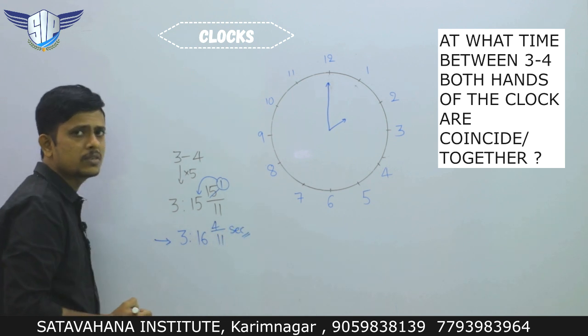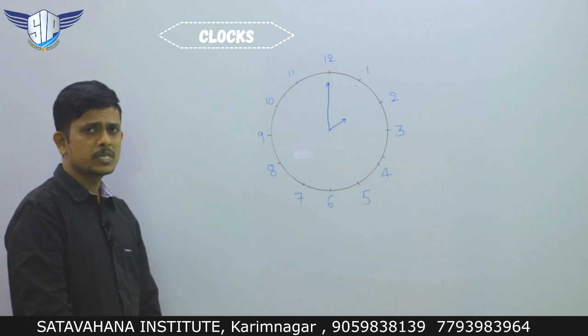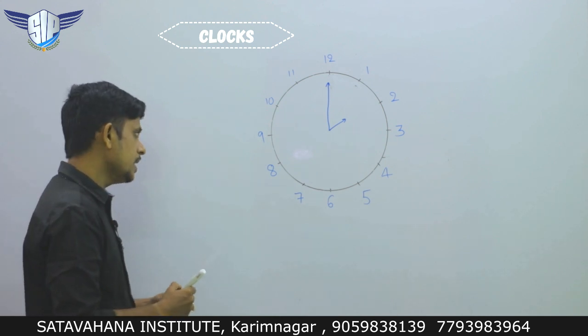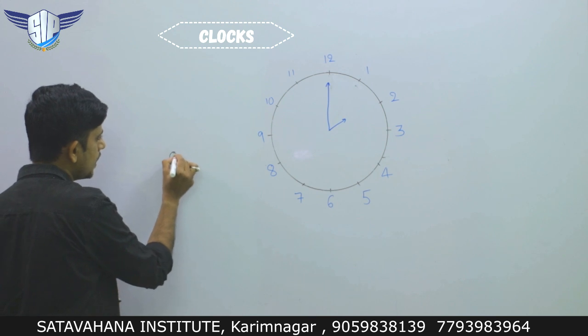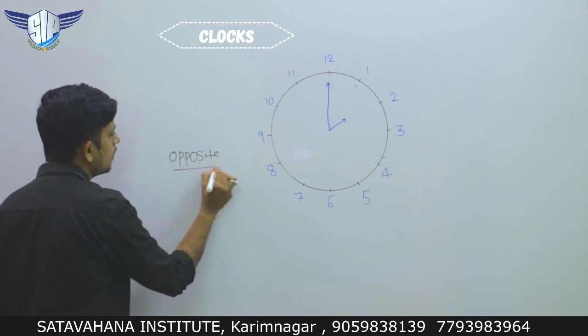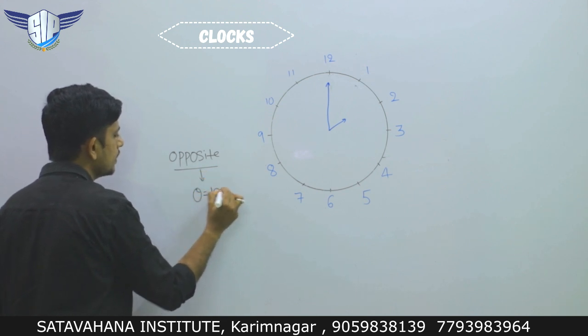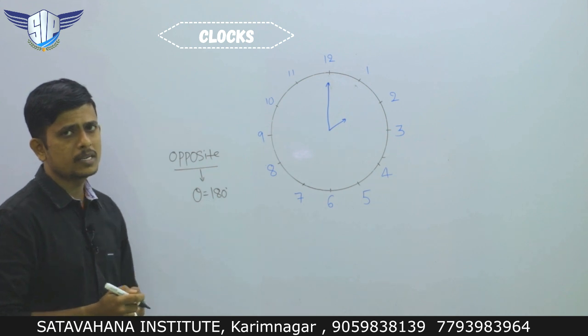This is the first type of question. Now I am going to teach you problems related to opposite. Here opposite means the angle theta is equal to 180 degrees.